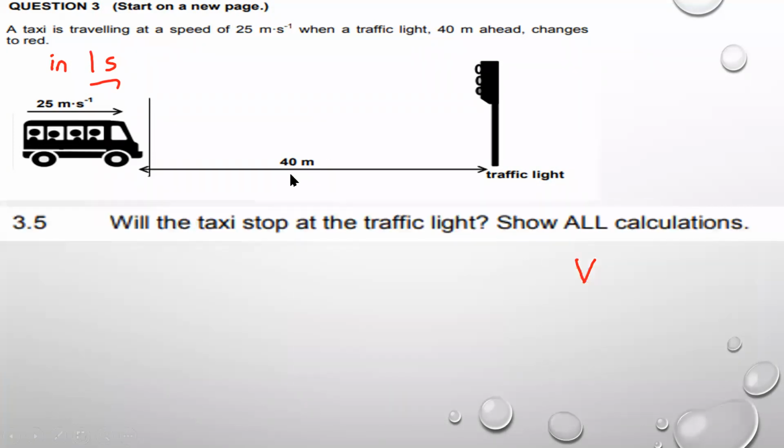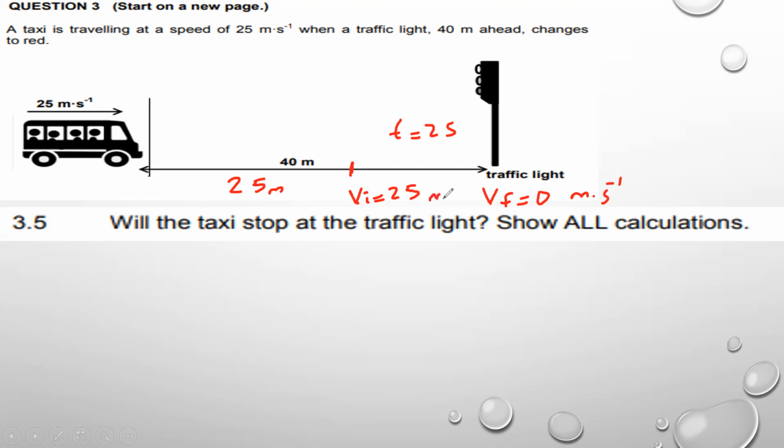Let's see what else they're asking. Will the taxi stop at the traffic lights? Show all calculations. Okay, now we are going to calculate everything. First of all, the taxi driver moves 25 meters during reaction time. 25 meters gone already. And then how many extra meters is he going to move? 25 meters per second is our initial velocity after reaction time. We are busy with the next motion, slowing down for 2 seconds. Time is 2 seconds and V initial is 25. What is V final? V final equals 0 meters per second.